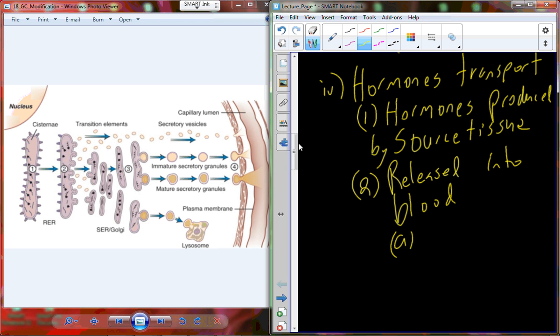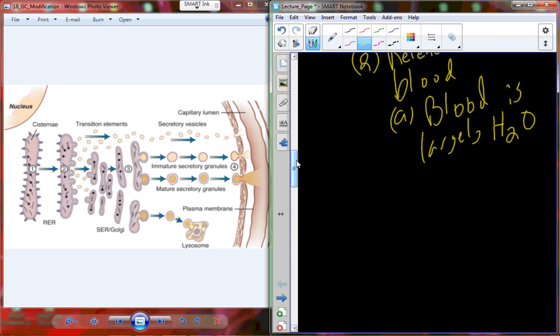And herein lies one major consideration or one major issue that we need solutions to. The blood, as you know, is made up highly of water, has a high water content. That means that the solution is highly hydrophilic. But many of these proteins and steroids and monoamines are actually hydrophobic. So we're going to transport these in a hydrophilic solution, but they are hydrophobic. So the blood is largely water, H2O. So we have to have a solution to this when we actually transport these proteins.